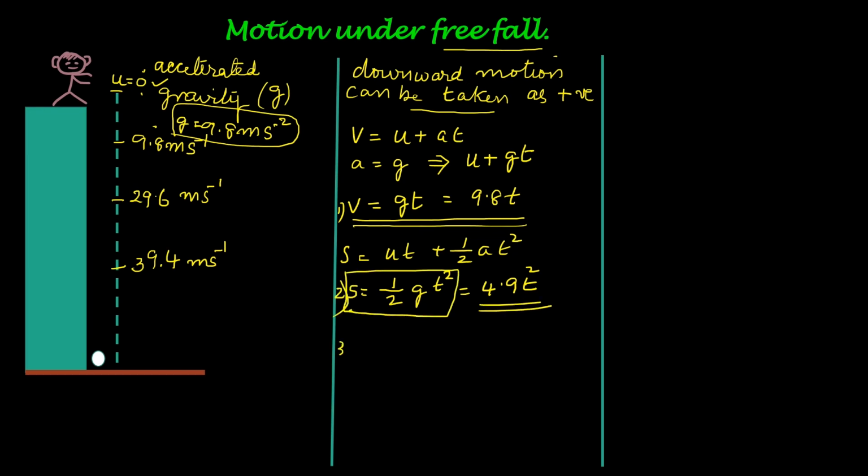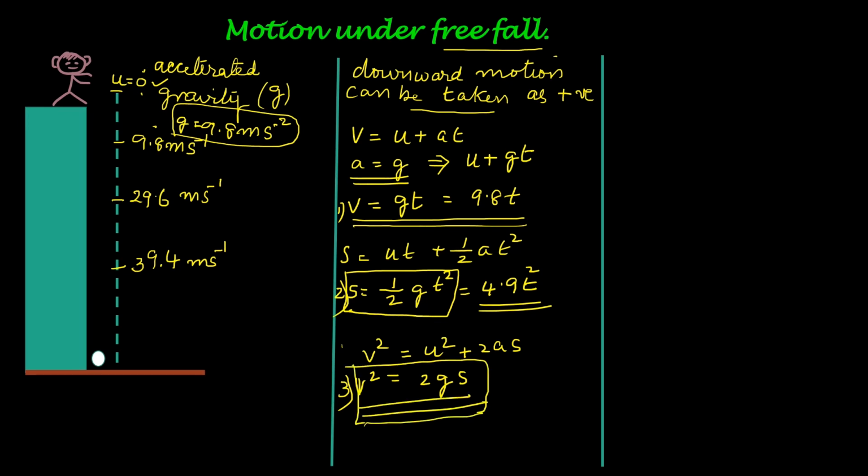Now the third one, v square is equal to u square plus 2as. It becomes v square is equal to u square plus 2gs, where again u square is equal to 0. So v square is equal to 2gs. V square minus u square also is equal to 2gs because u is equal to 0.